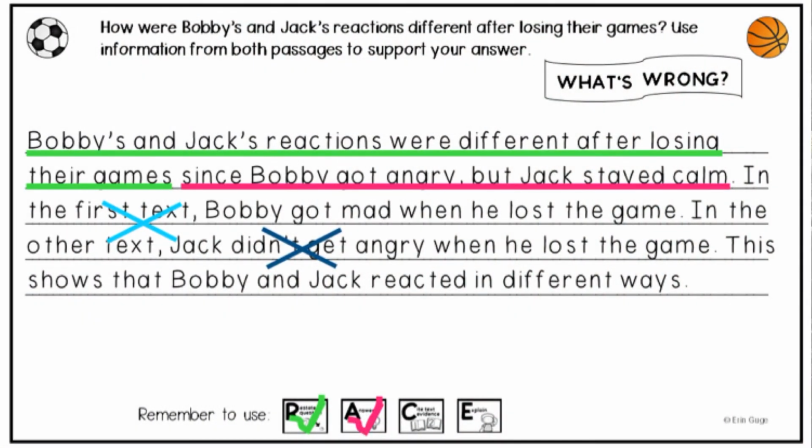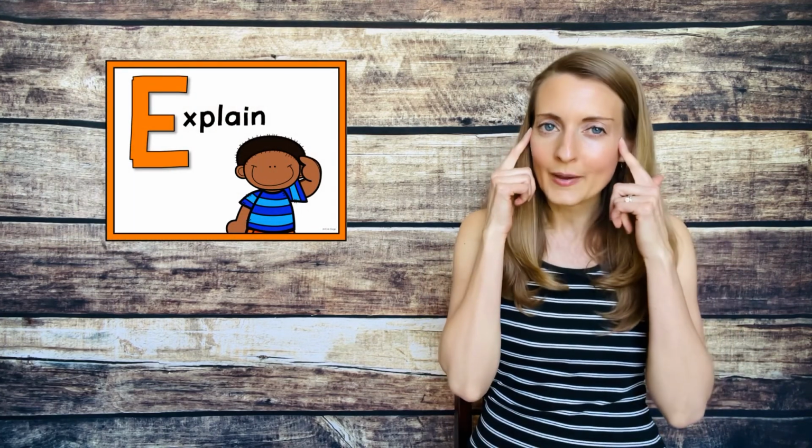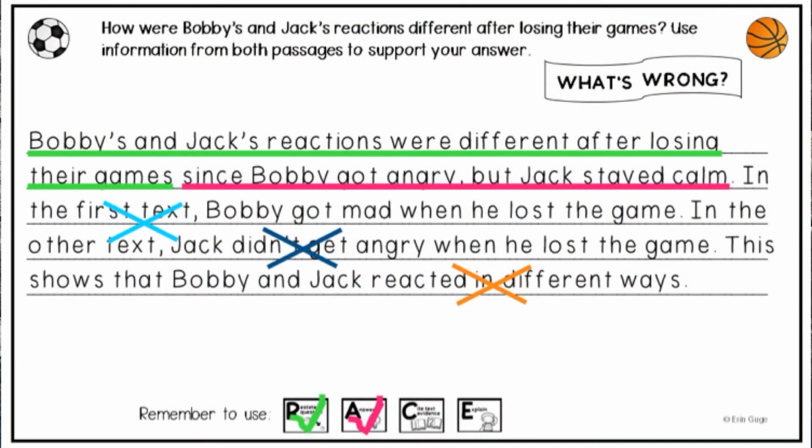And does it explain? Let's see, it says, This shows that Bobby and Jack reacted in different ways. So whisper yes or no. Does that explain some ideas about the text evidence or the big idea answer of the way they reacted? No, it doesn't. It doesn't tell anything new. It just repeats again. The E part needs to have some explanation and ideas from our own minds. It's like a comment you have about the answer. So here you can see that it restated the question and answered it, but it did not cite text evidence or add an explanation.